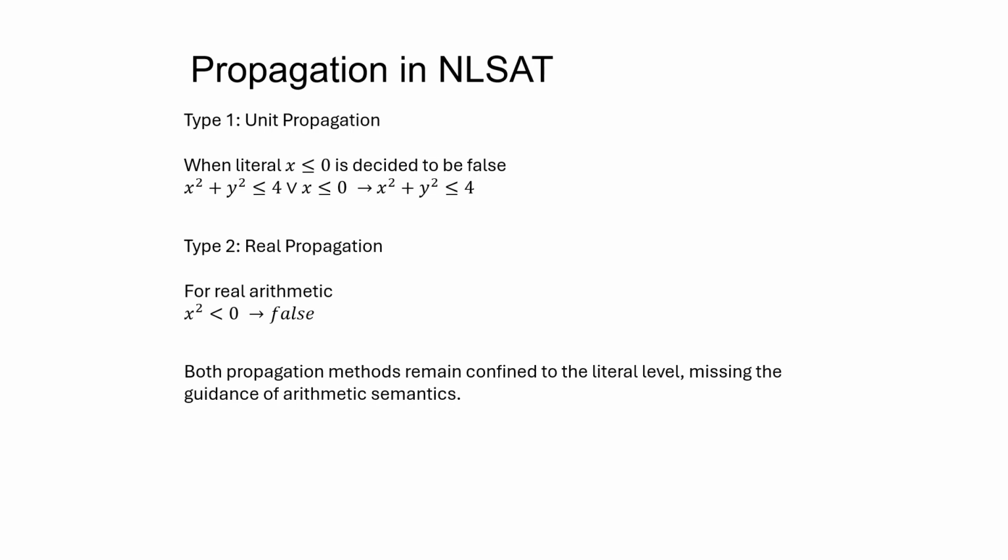The second type is real propagation. For example, the square of x is less than 0. This must be false under real arithmetic. However, both propagation methods remain confined to the literal level. I mean they assign some literal's value to be true or false or undefined, and miss the guidance of our arithmetic semantics.